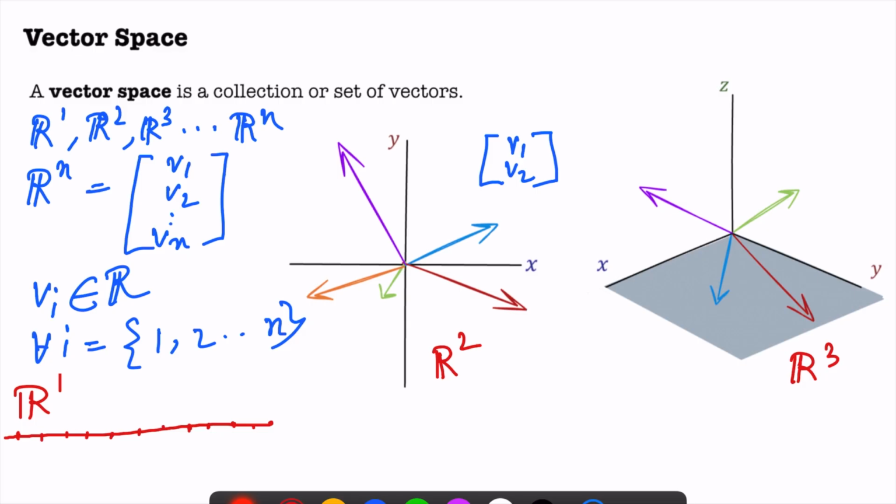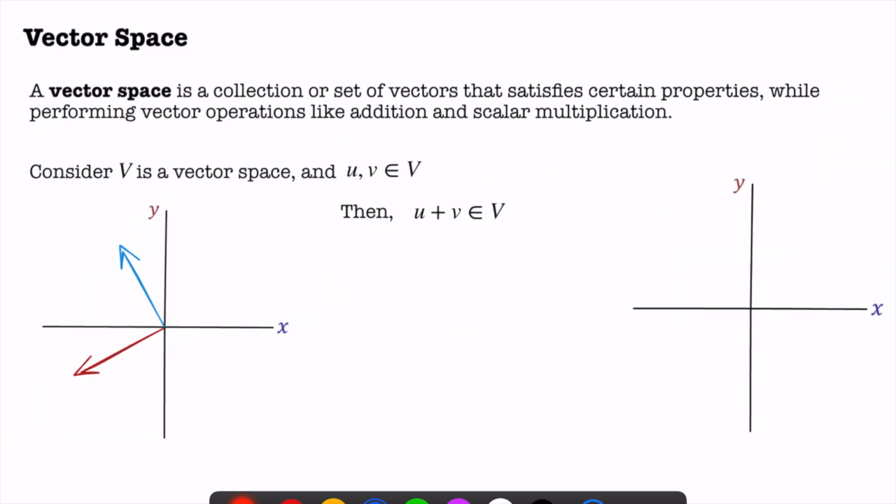Next is R3. Here we have x-axis, y-axis, and this is the xy plane, and we have one more dimension, the z dimension. The vectors in this space will have three components. Now beyond three dimensions, it's difficult to visualize, but we got the idea of what we mean by a vector space. Now a vector space is a set of vectors that satisfy certain properties while performing vector addition and scalar multiplication.